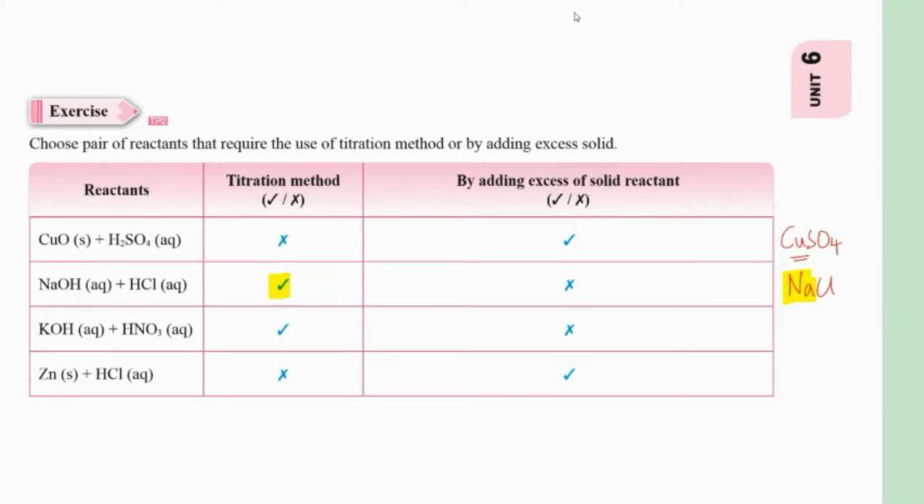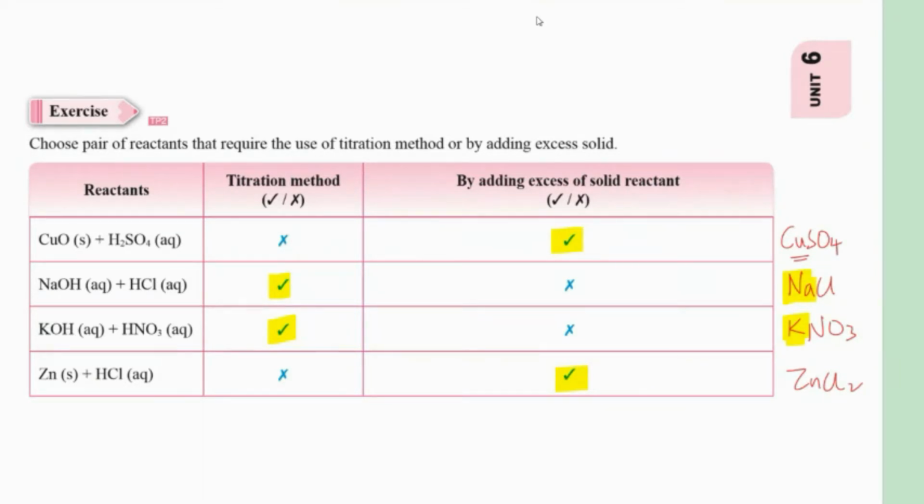Then how about this? Potassium hydroxide and nitric acid. You are producing potassium nitrate. So here potassium, under SPA, so use the titration method. Then zinc with hydrochloric acid will be zinc chloride. So not the SPA, so it will be adding excess of the solid reactants. Okay, all correct. Are you able to determine the method to prepare?